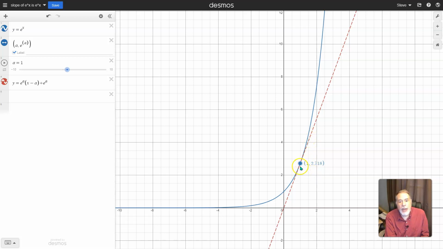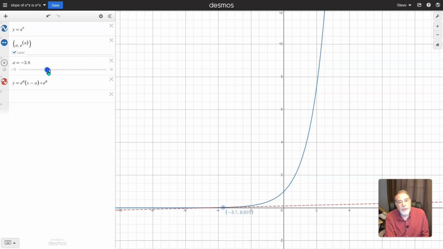So here, where x is 1, y is e to the 1, which is the number e itself, approximately 2.718, and the tangent line there has a slope of approximately 2.718. Here, where x is 0, y is e to the 0, which is 1, and the tangent line has a slope of 1.